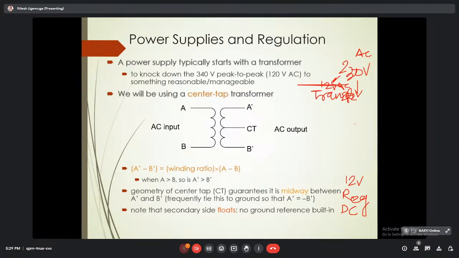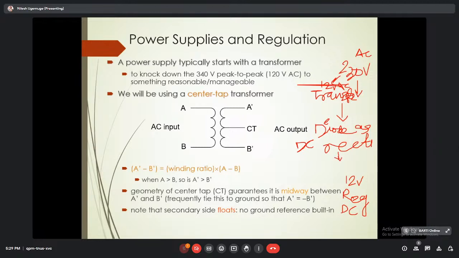After that, what will happen? After this transformer, what can we use here? We can use a diode as a rectifier. As I told you, there are different types of rectifier, like half wave, full wave, and bridge rectifier, and with the help of that we can convert to DC. But again, it's not pure DC. This means there are some ripples, some components of AC that remain present.